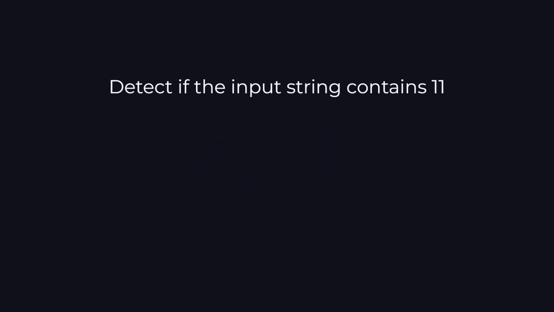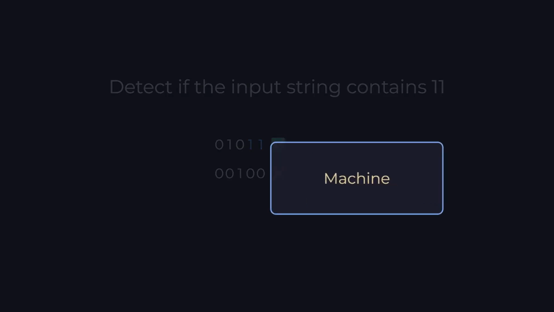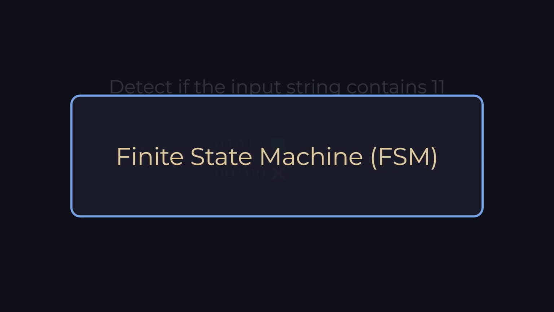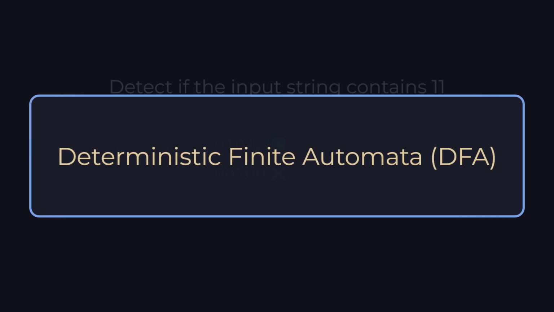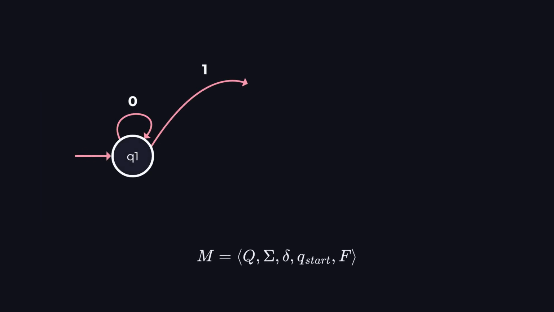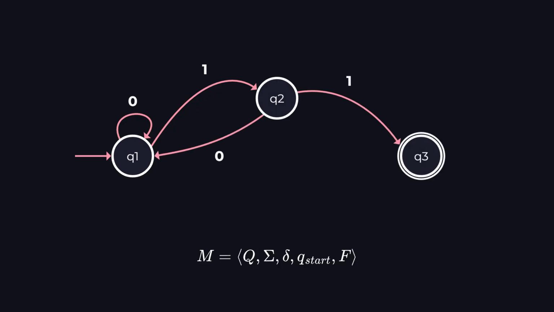Let's say you had to design a machine to detect if a string of input bits contain two ones in a row. Now, the simplest machine that is able to solve this is called a finite state machine, or a deterministic finite automata, DFA in short. Here's a DFA that solves our problem. But how does this machine even work?